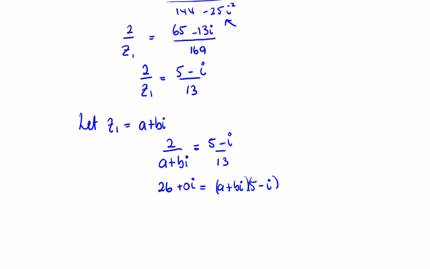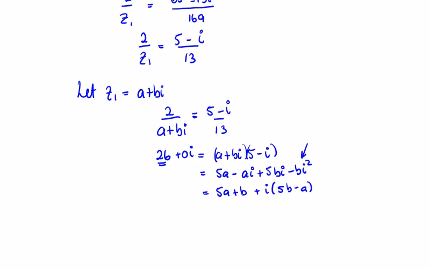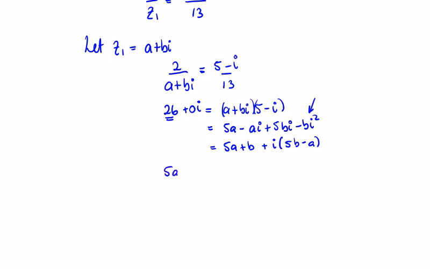So I'm going to put a 0i here. And then the right hand side becomes 5a minus ai plus 5bi minus bi squared. So the real parts are 5a, and this is going to become plus b. That would have to be equal to my 26. And the imaginary parts are, if I take a plus i, I'm going to have 5b minus a. Just take that 5bi minus ai. So if I equate my real parts, 5a plus b is equal to 26.